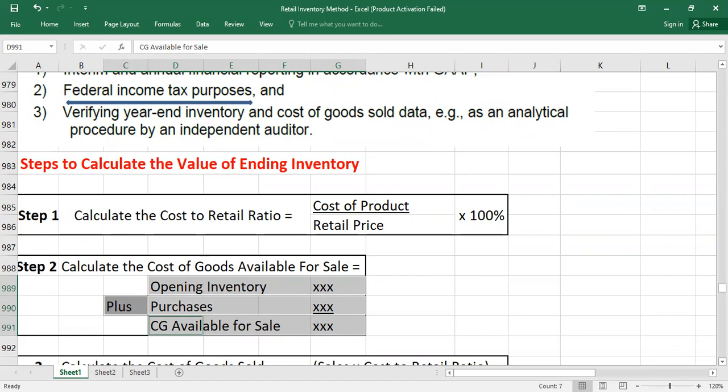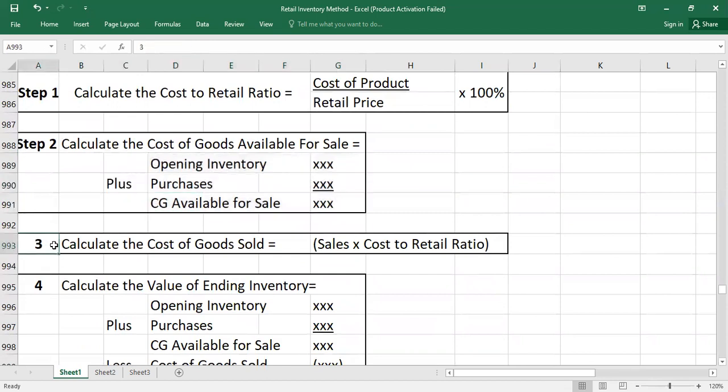Then step number three: we need to calculate the cost of goods sold. Now you can calculate the cost of goods sold by applying this equation. You need the sales revenue, meaning the value of the sale, multiplied by the cost to retail ratio, which you calculated in step number one. If you multiply the cost to retail ratio with the sale, this will give you the cost of goods sold automatically. If the question asks you to calculate the cost of goods sold, this will be your answer.